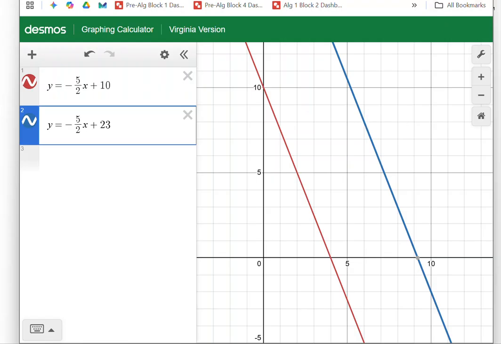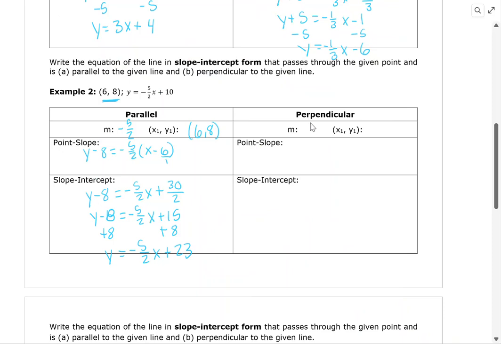Now let's check our perpendicular line. Whenever it's perpendicular, we're going to do the opposite and the reciprocal of our slope. So our slope was originally -5/2, and we're changing it from a negative to a positive, and we're going to make it 2/5 because our numerator is becoming our denominator and our denominator is becoming our numerator. So we have 2/5 as our slope, and we're still going through the point 6, 8, and we're plugging that into point-slope. So why don't you go ahead and pause the video and see if you can solve for slope-intercept.